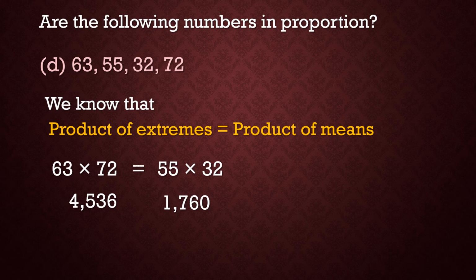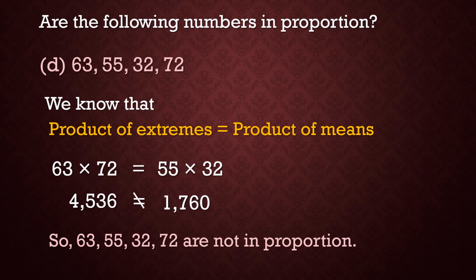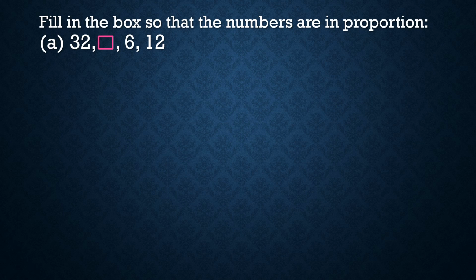So what do you observe? 4536 is not equal to 1760. That means product of extremes is not equal to product of means. So we conclude that 63, 55, 32 and 72 are not in proportion. Let us solve one more question.